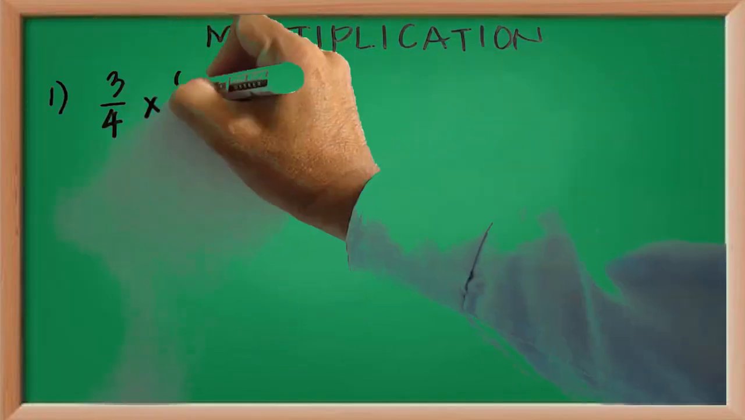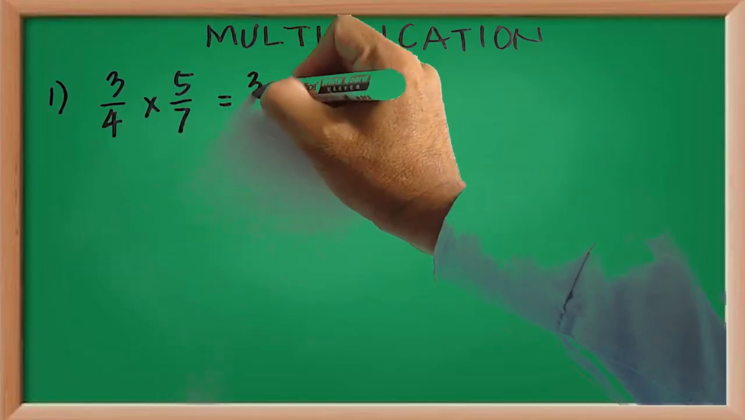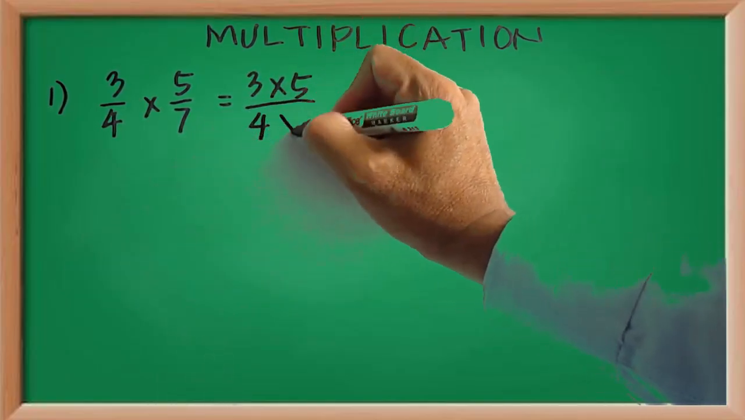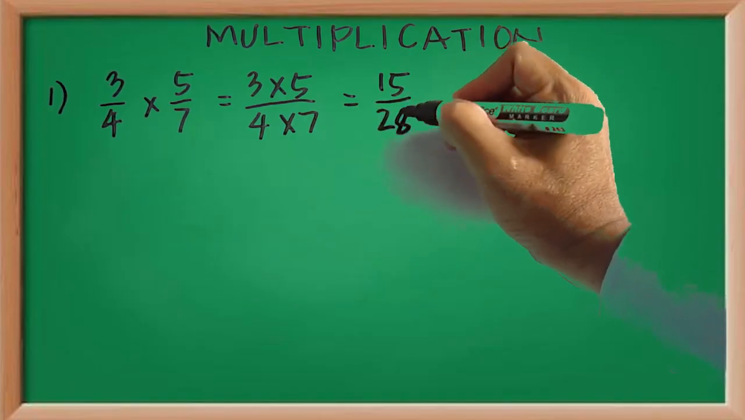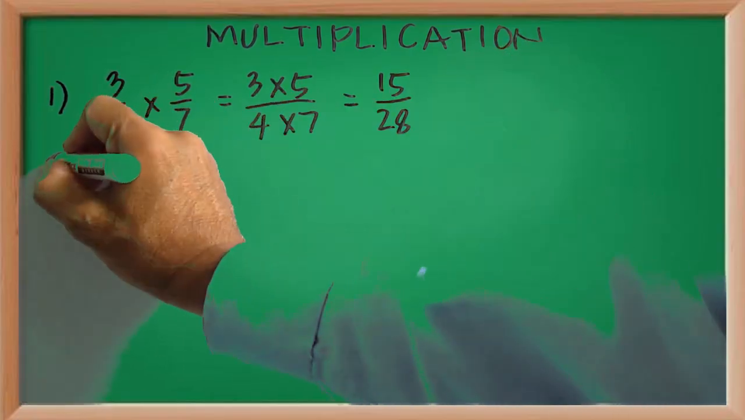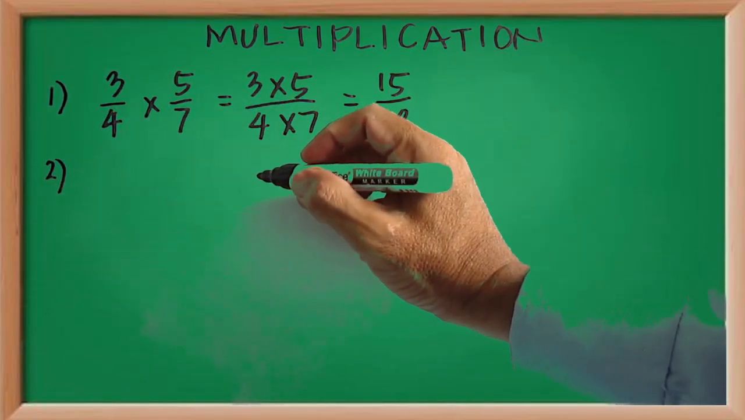Multiplication. Find the product of the following. 3 over 4 times 5 over 7 is equal to 3 times 5 all over 4 times 7. 3 times 5 is 15 over 28. Easy to get the product. Together multiply the numerators and together multiply the denominators.